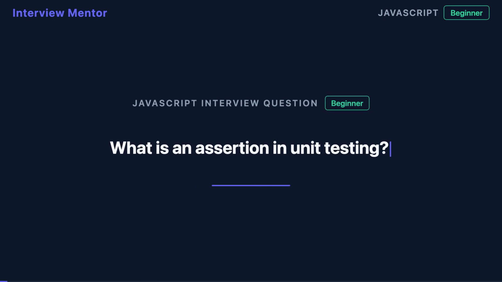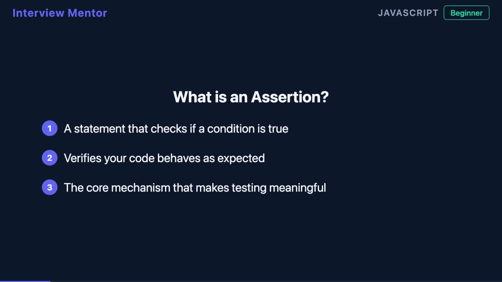Every unit test lives or dies by a single line of code. That line is called an assertion, and it's the judge that decides whether your test passes or fails. An assertion is a statement in your test code that checks if a condition is true or matches what you expect. Think of it as a checkpoint that verifies your code behaves correctly. Without assertions, tests would run but never tell you if anything actually works. They're the core mechanism that makes testing meaningful.